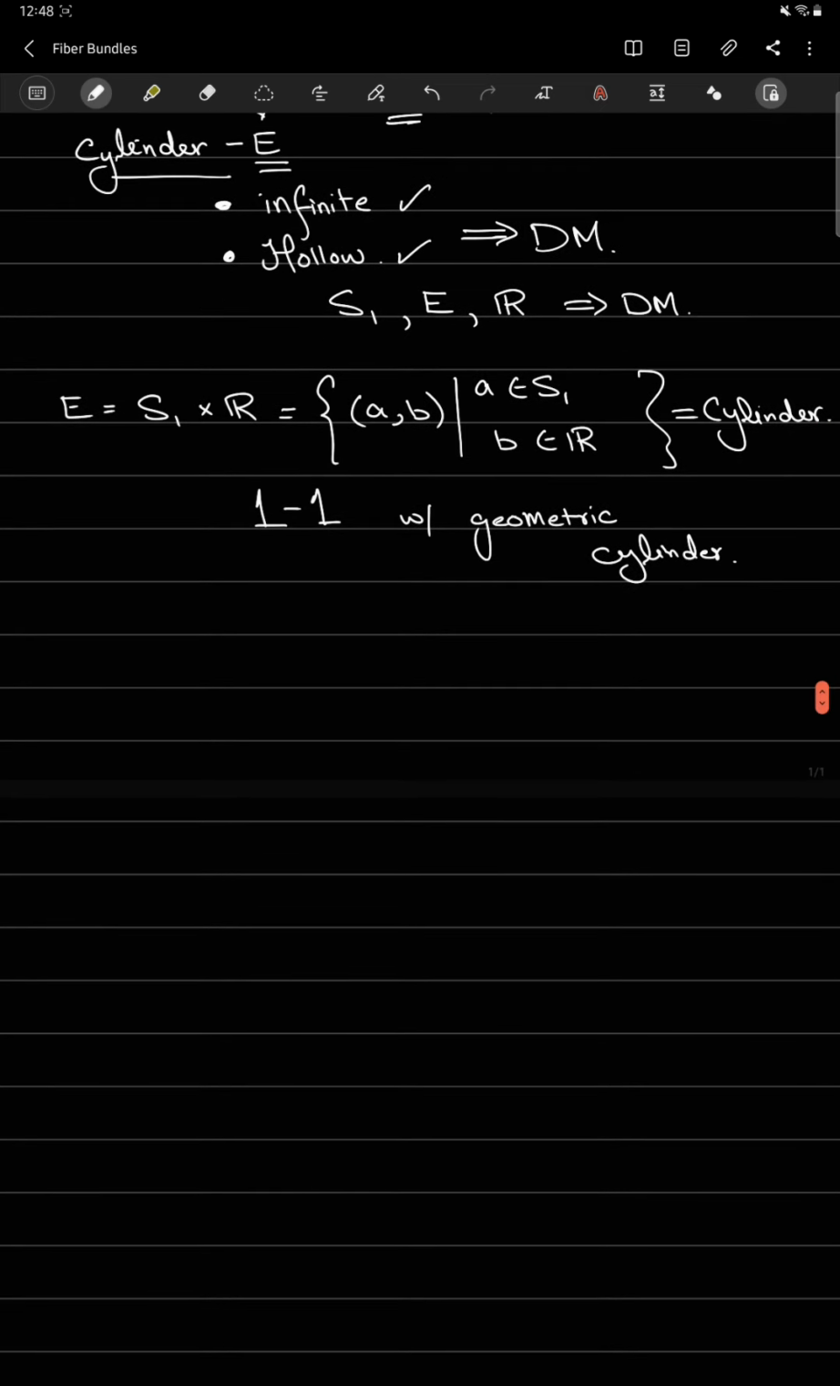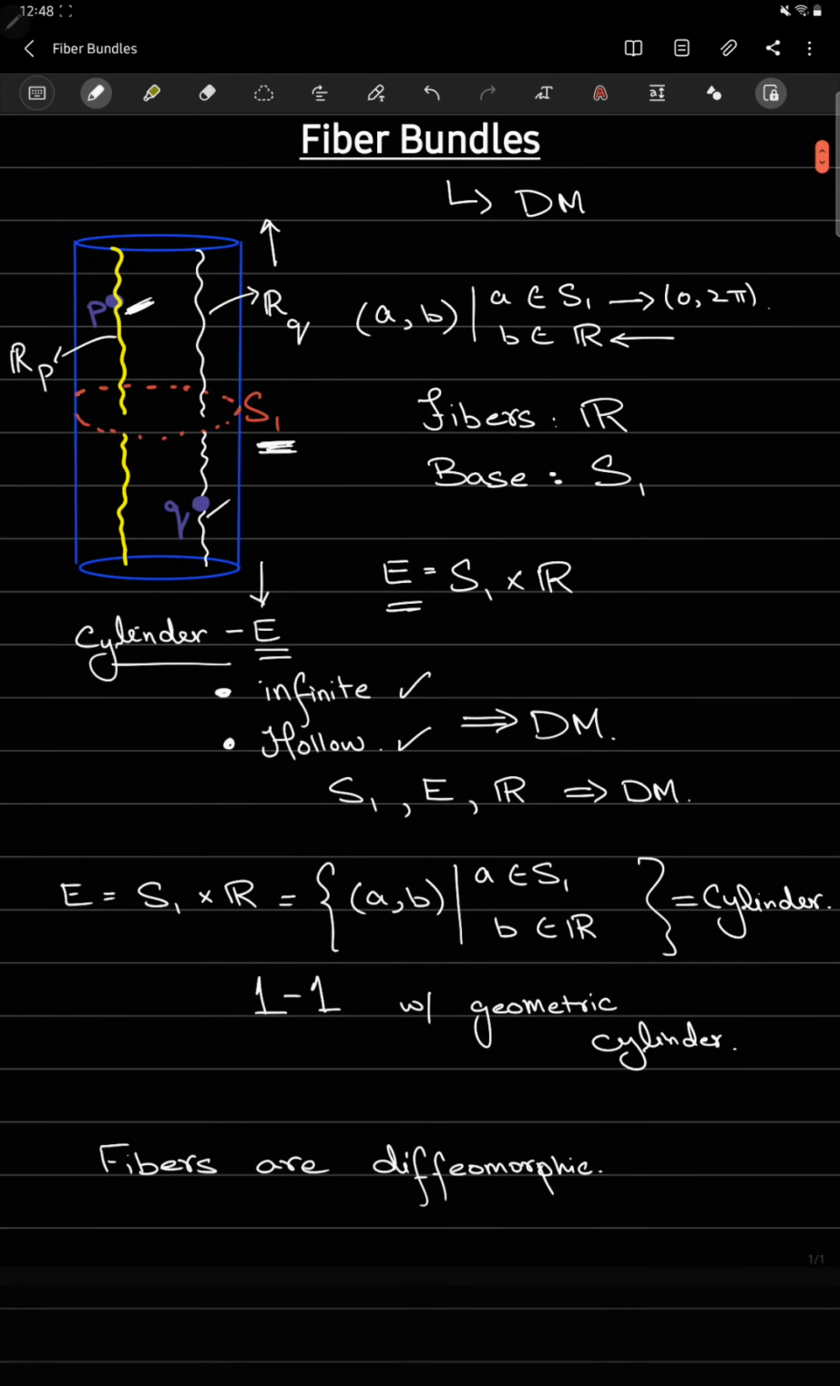So that is your fibers, or let me write it down over here, your fibers are diffeomorphic, right? So what I mean is that the fiber at Q should be diffeomorphic to the fiber at P, and then essentially both of them should be diffeomorphic to the common or the generic fiber, right?